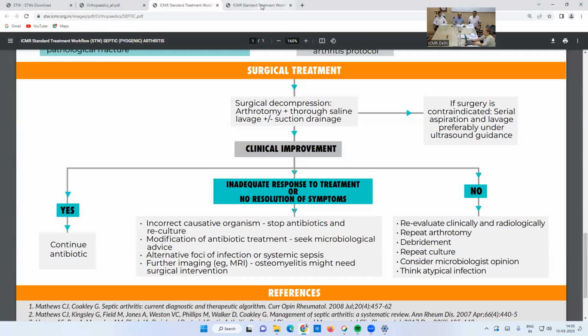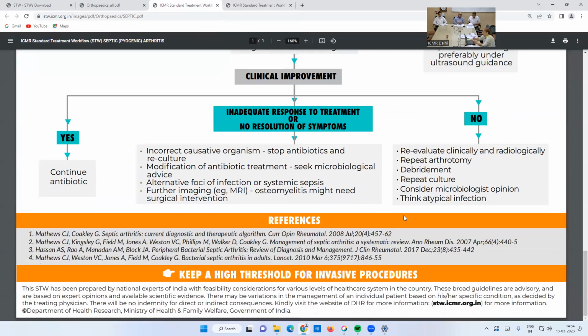Thank you, Dr. Vijay. We have the references below each STW if you want some higher consultation and detailed guidelines. These are the 4 references from which these evidences have been taken. So thank you, Dr. Vijay, for telling the audience about septic arthritis management.